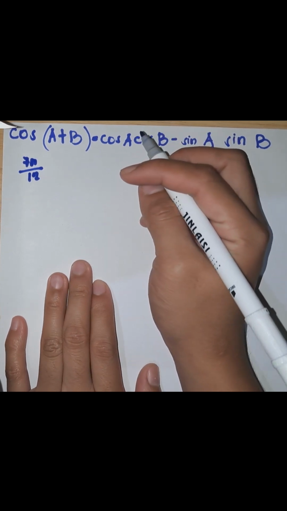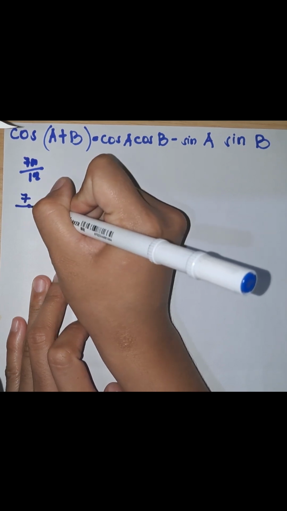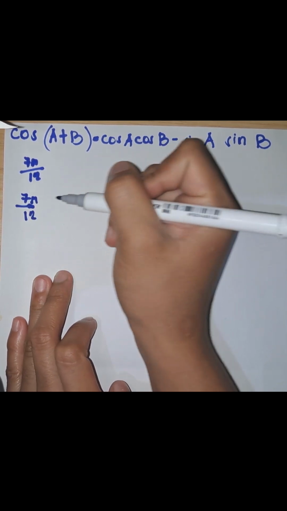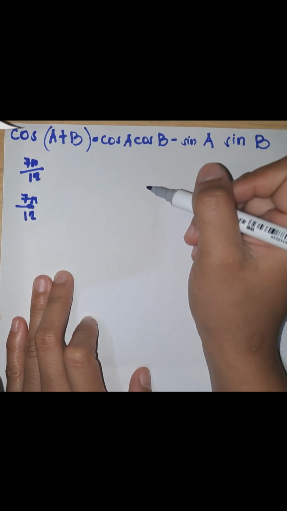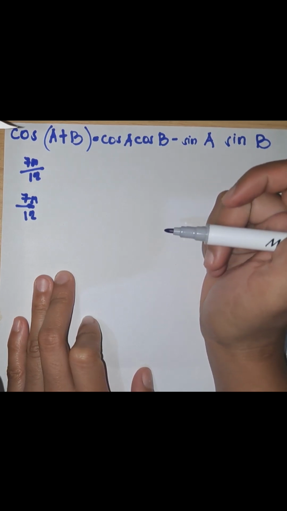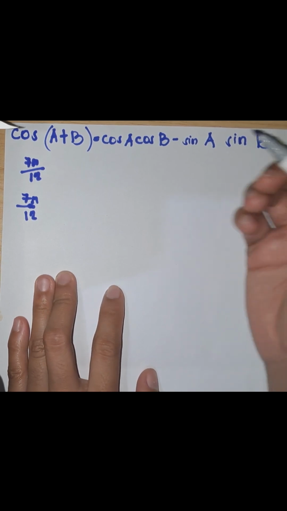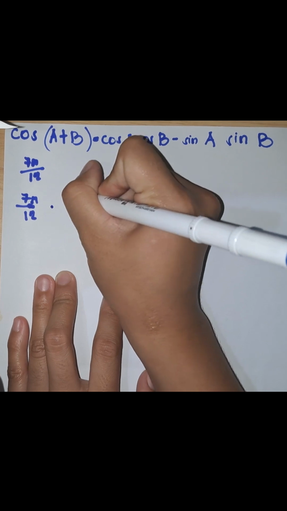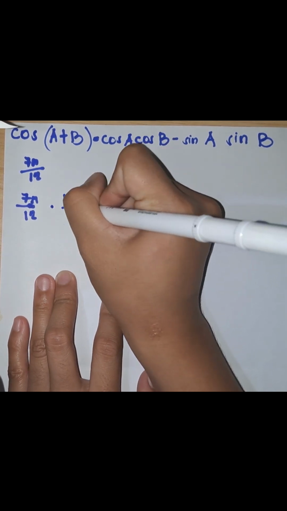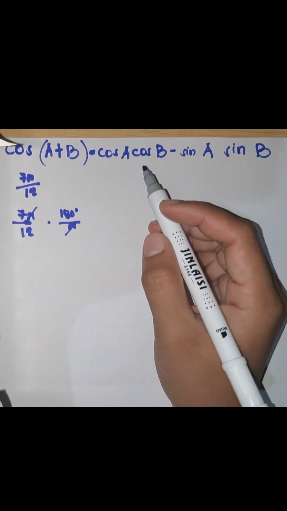thing to do is to convert the angle to degrees. So 7 pi over 12, let's multiply this term by 180 degrees over pi, and the pi would be cancelled, so 7 times 180.